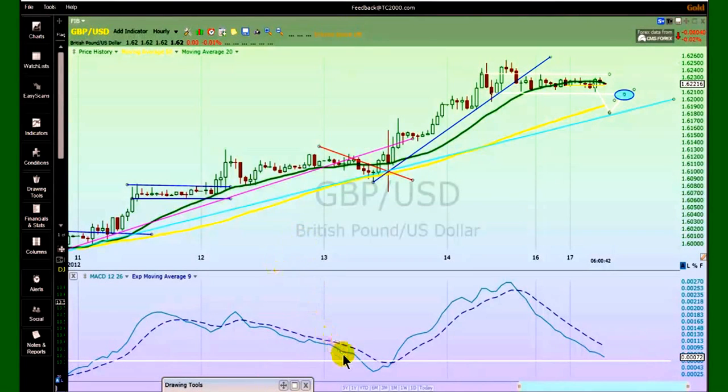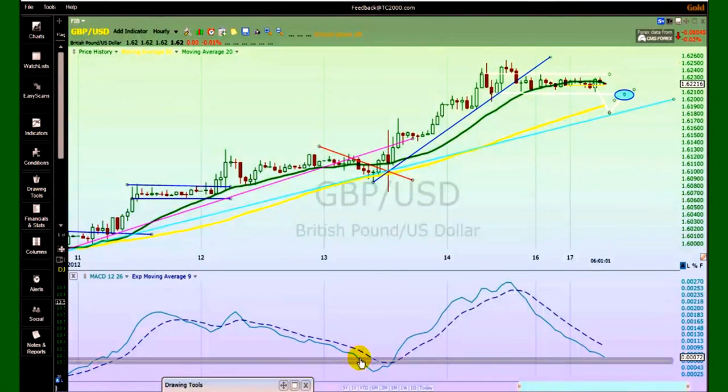So MACD crosses below the zero line. That's the second stable data for MACD. MACD crosses below the zero line. All right. He's telling us that the price should remain below the simple moving average 50. The simple moving average 50 is the yellow one here.